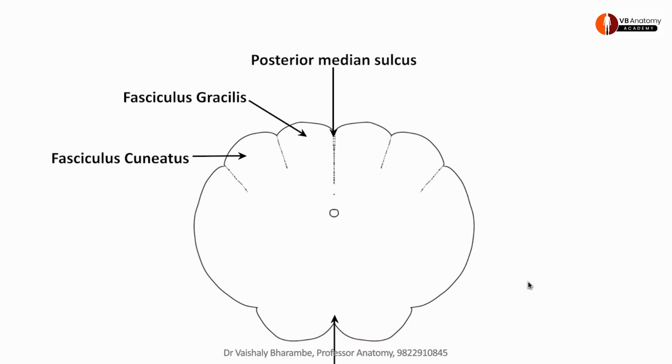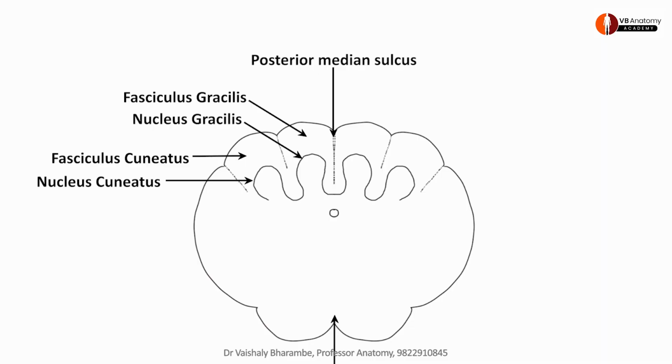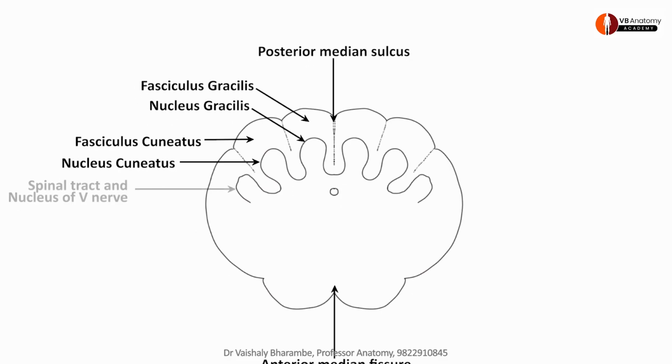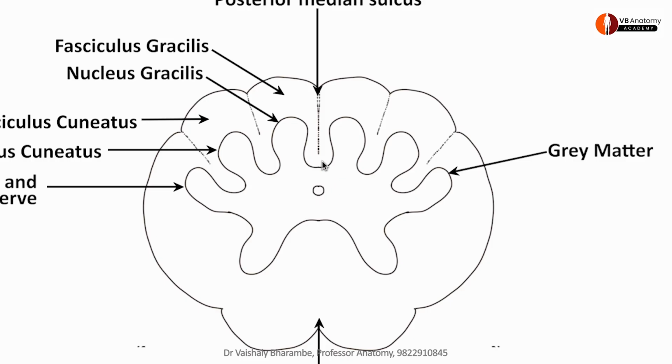To this we are going to now add the grey matter. So this is your nucleus gracilis. This is your nucleus cuneatus. This is your spinal tract nucleus of trigeminal nerve, and this here is the anterior grey matter. So this is the grey matter of your section. Everything else on the side is the white matter.